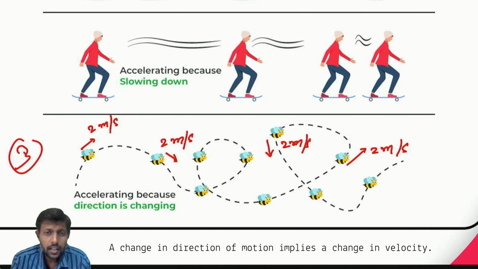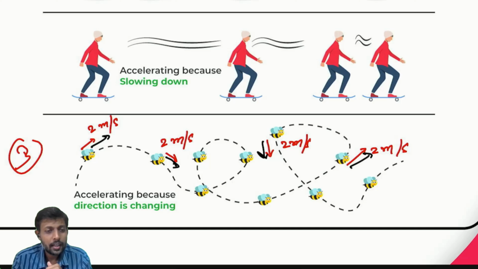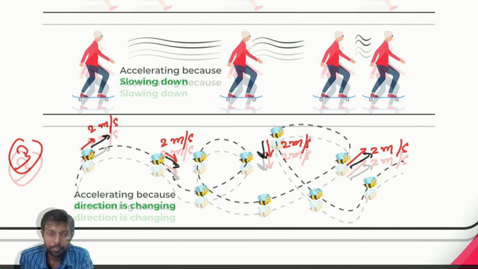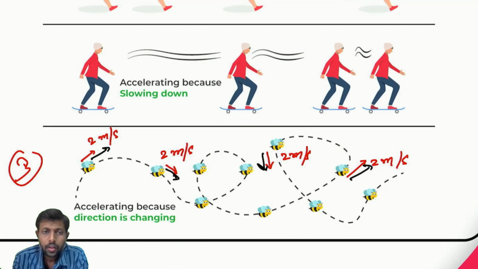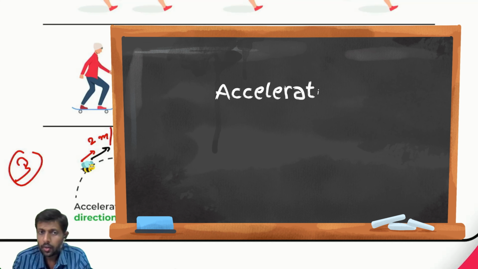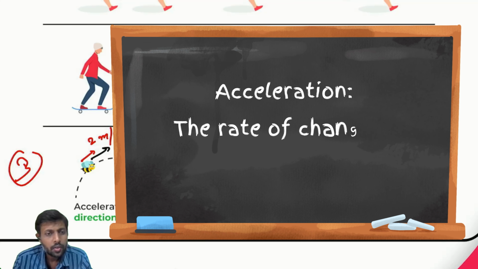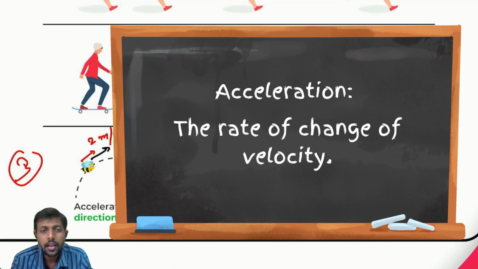So speed is not changing, right? We can say that the velocity is changing, because velocity is nothing but the combination of speed and direction. So if velocity changes, an object has acceleration. Okay, so that's the definition of acceleration. Acceleration is whenever there is a change in velocity. Remember, acceleration is defined in terms of velocity, not in terms of speed.